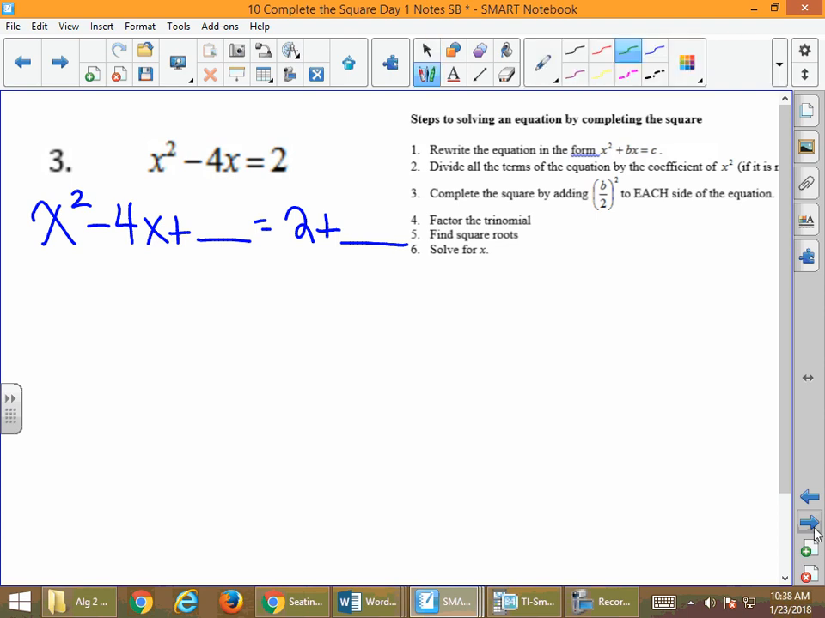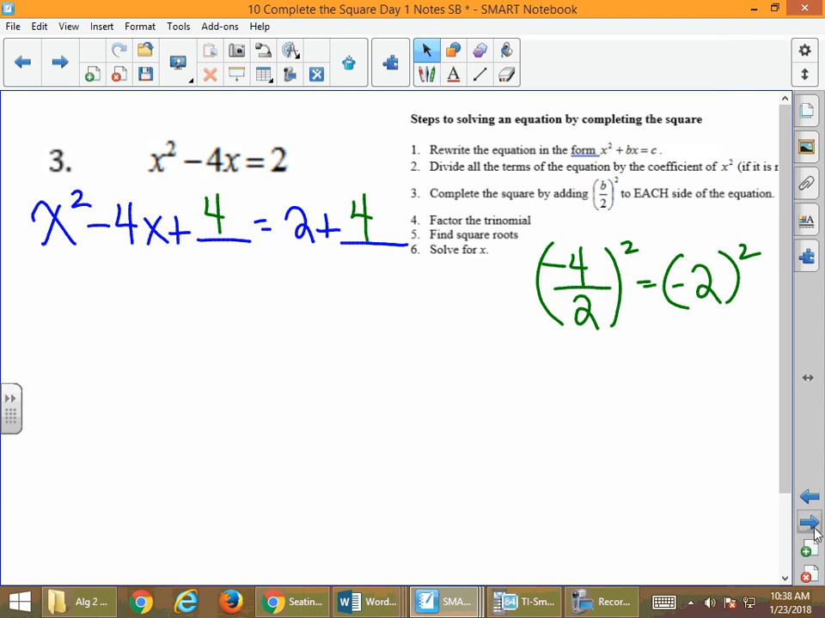In order to compute that, we're going to take b, which is negative 4, divide by 2, and square it. By the way, it's always divide by 2. Negative 4 divided by 2 is negative 2 squared. And negative 2 squared means negative 2 times negative 2, which is positive 4. So as we take a look at this here, that leads us to our factoring.